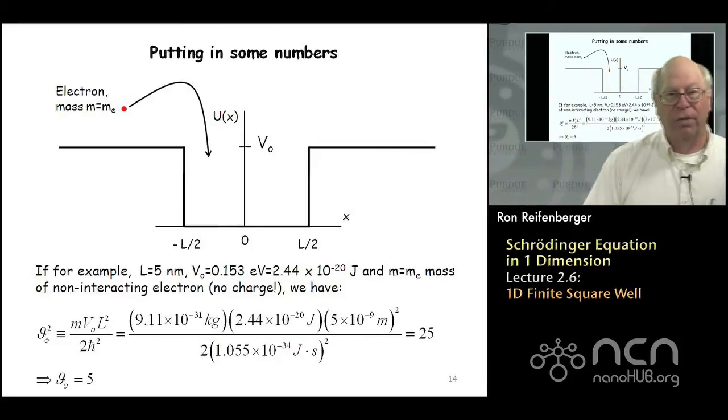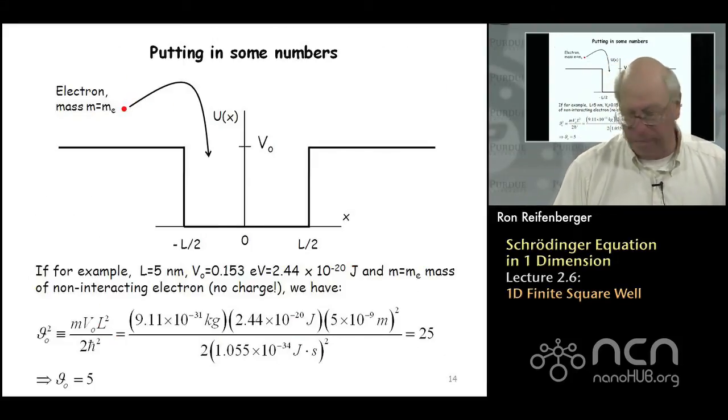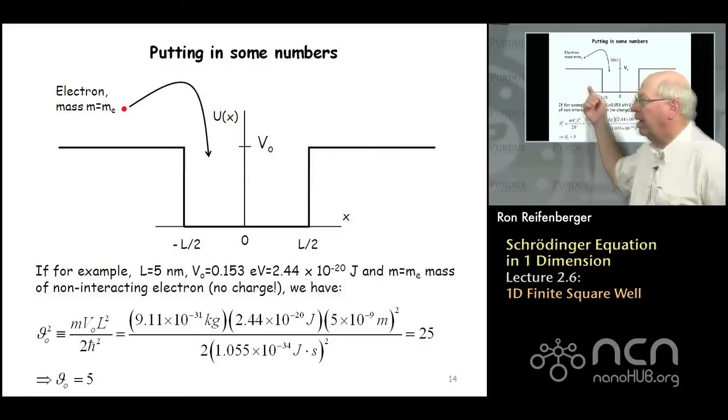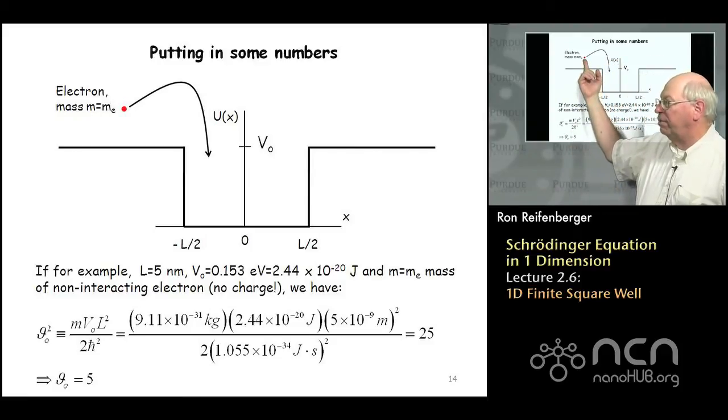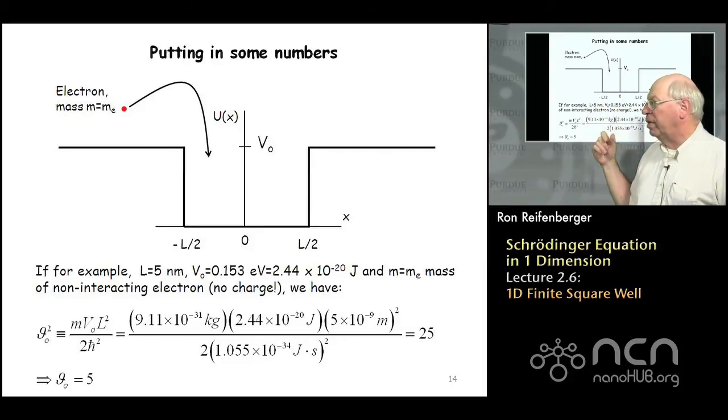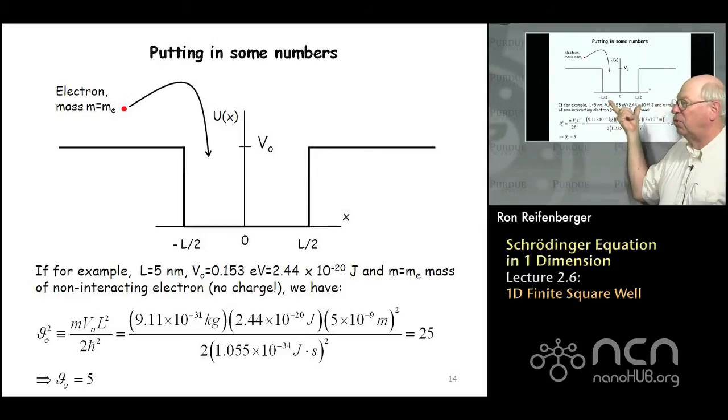So let's put in some numbers and see how this all plays out. Again, we're going to consider an electron with mass m sub b. We're going to drop that electron into a potential well. We're going to say that the length of the potential well is 5 nanometers, just to pick a value. We're also going to say that the depth of the potential well is 0.153 electron volts.